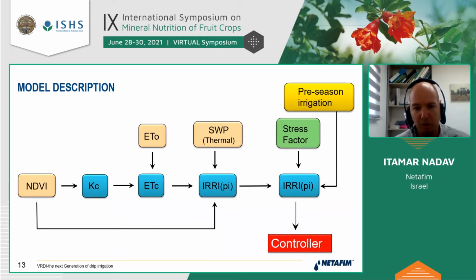So this is the general irrigation model. I won't go deeply into it, but in order to decide how much to irrigate in each one of the pixels, we are using remote sensing, mostly NDVI. We can use also thermal imaging as a replacement for stem water potential. And the result of this model is that we can decide how much and when to irrigate each one of these pixels, where the goal is to achieve uniformity.